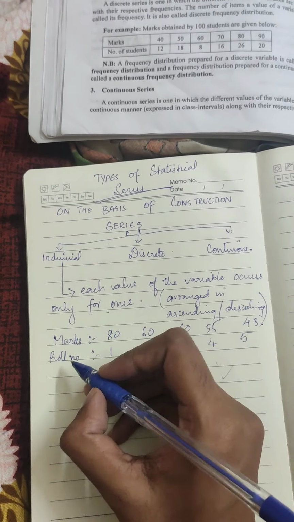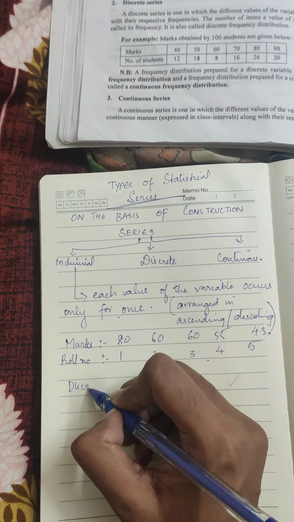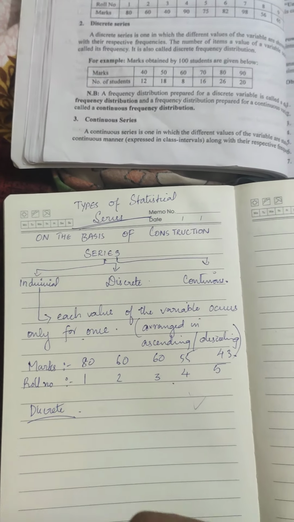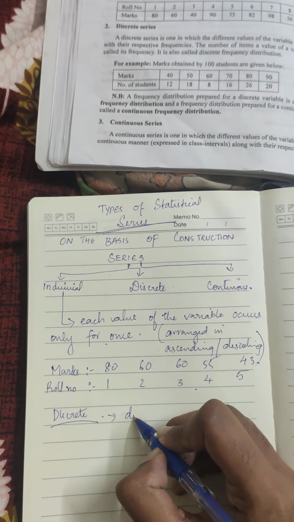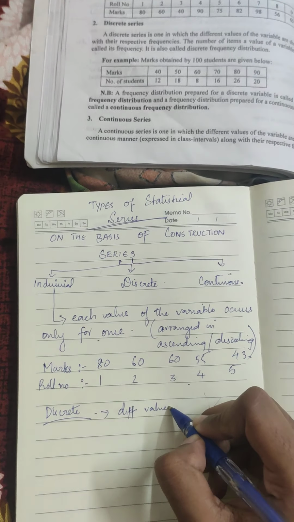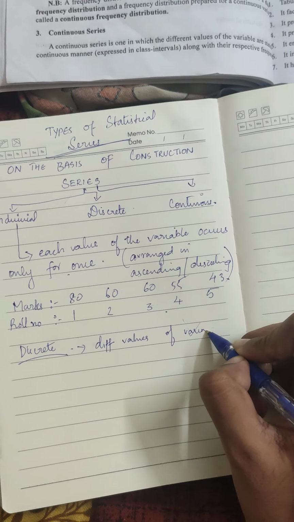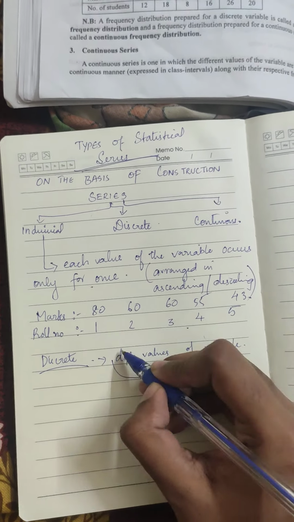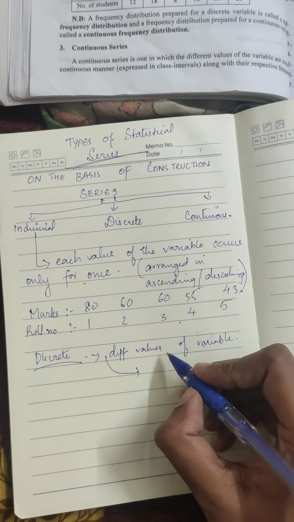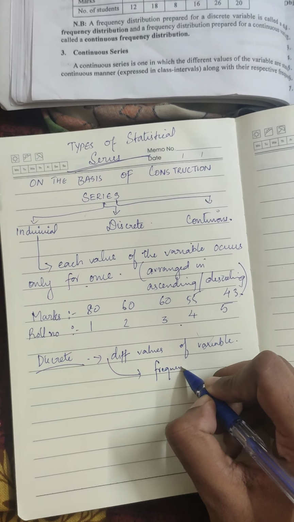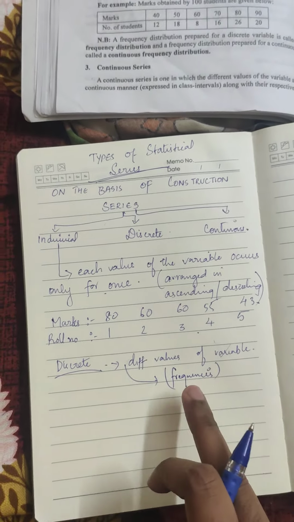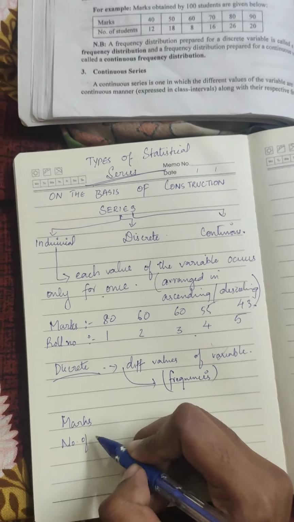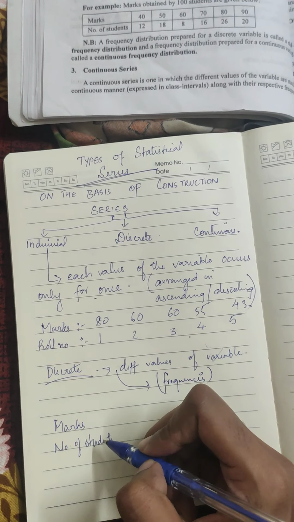The next one is the discrete series. In discrete series, different values of the variables are shown irrespective of their frequencies. Over here, there are different values of the variable, and the data collected are guided by their frequencies. Over here I'll write down the marks and the number of students. The number of students is the frequency.